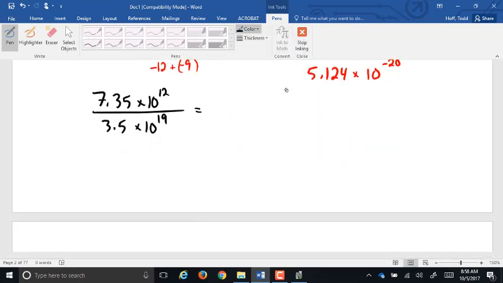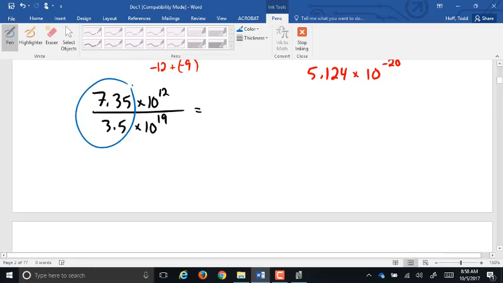What if we have something like this? 7.35 times 10 to the 12th divided by 3.5 times 10 to the 19th. We divide the numbers. 7.35 divided by 3.5 is 2.1. Times, we also then divide the names. 10 to the 12th divided by 10 to the 19th is 10 to the 12 minus 19, which is negative 7. Good.